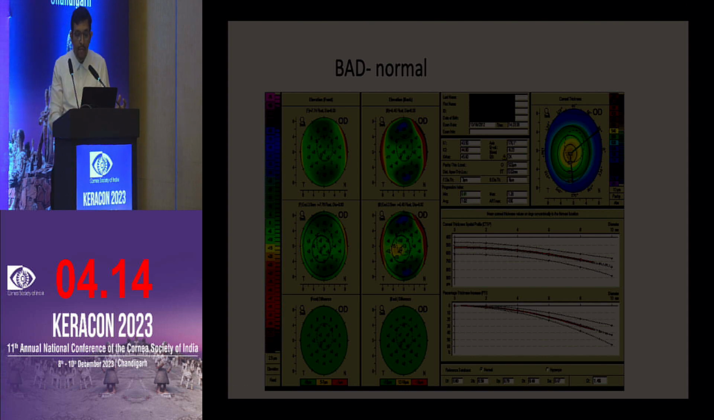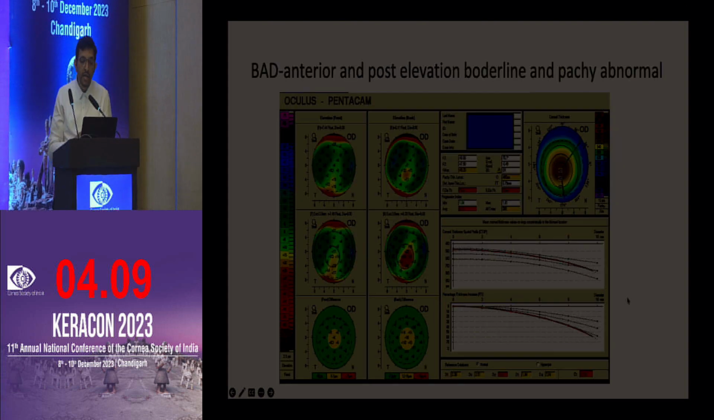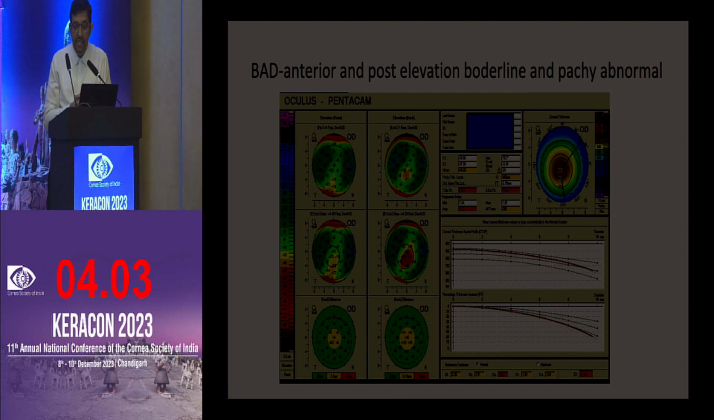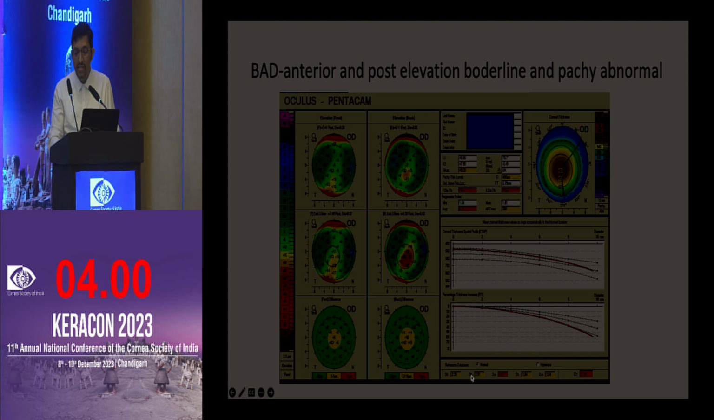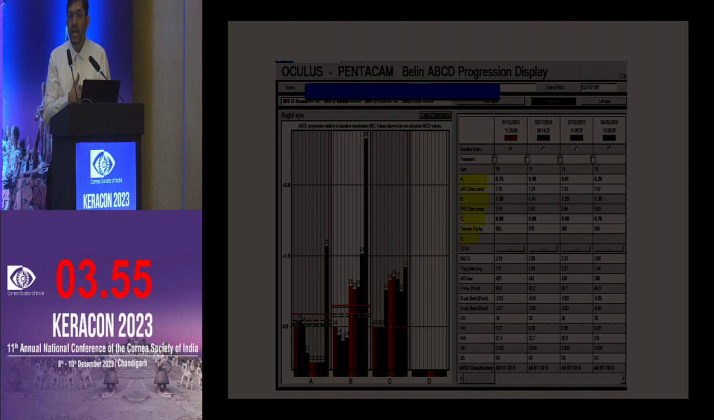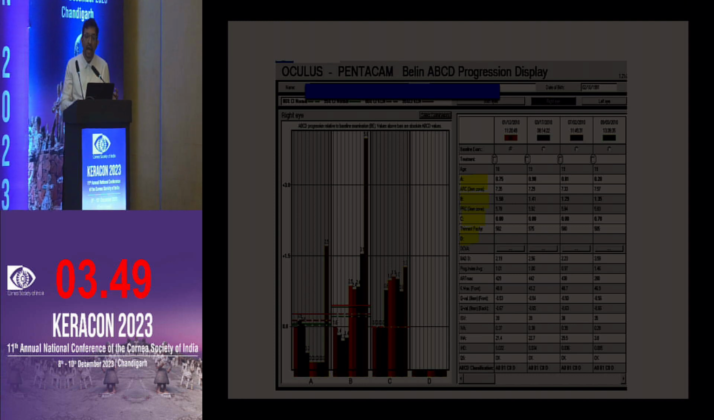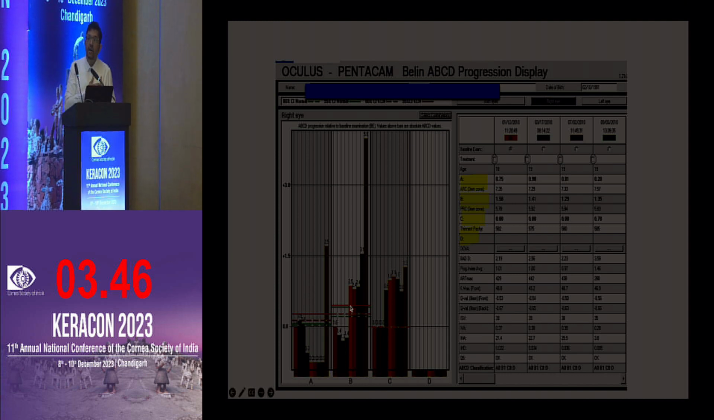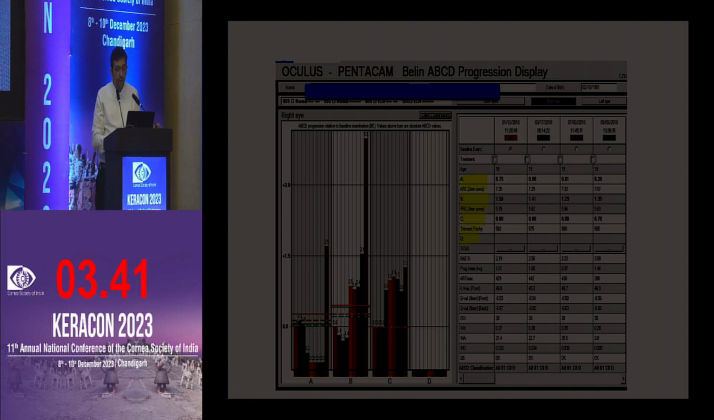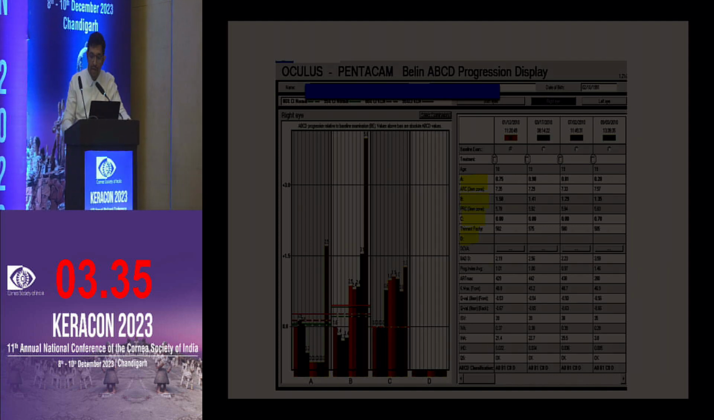So this is basically a normal map where you don't really see any of these patterns changing into yellow or red. And this map shows both the anterior and the posterior elevation are borderline, the pachymetric thickness is less, the progression is borderline, which picks it up as a keratoconic cornea. Belin has also given an ABCD display where basically it is looking at the anterior curvature, the posterior curvature, the thinnest pachy and the vision. And the green and the red basically are the 80% and the 95% confidence intervals for a normal cornea and for a keratoconic cornea. You can use this to document a progression or stability of a patient of keratoconus.